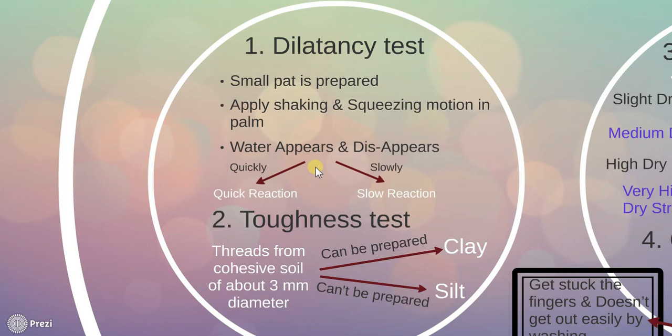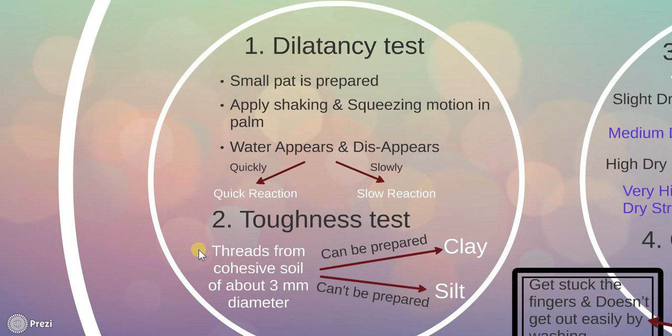The reaction is called quick if water appears and disappears quickly. The reaction is called slow if water appears and disappears slowly, and for no reaction, the water does not appear at the surface. The next test: the toughness test.